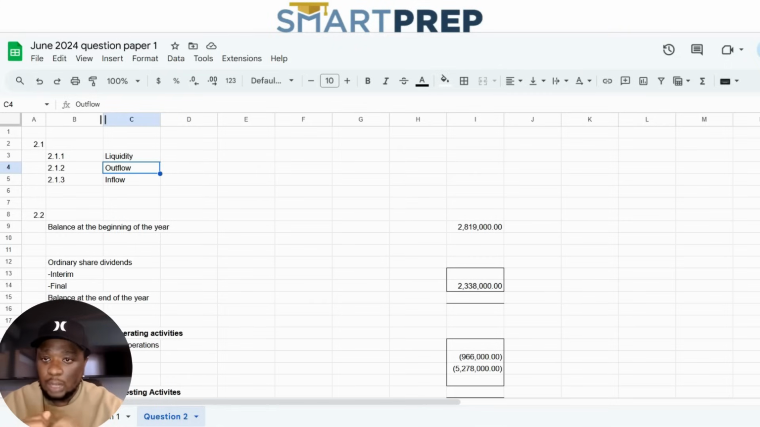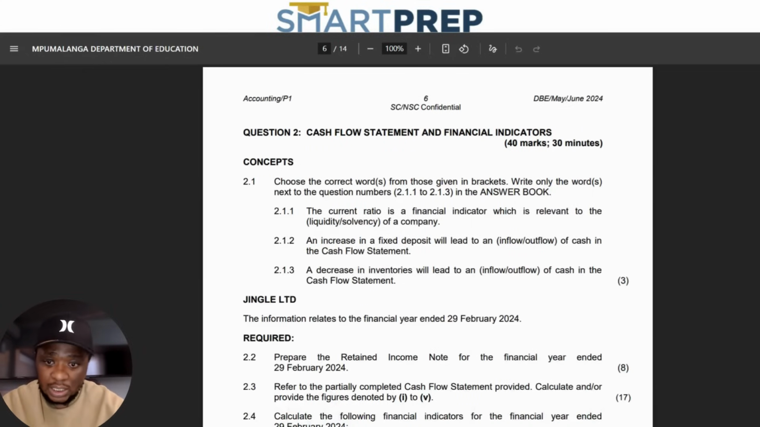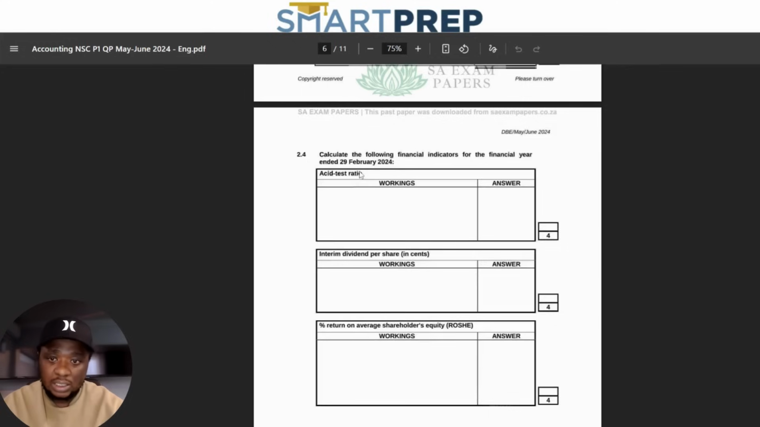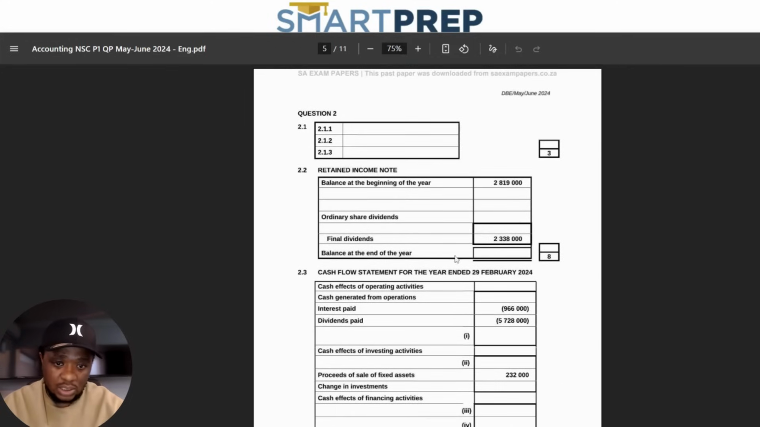All right, cool. Now let's move into the next question. The next question is about Jingle Limited. It says that the information relates to the financial year ended 29 February 2024. The first question is to prepare the retained income note for the financial year ended 29 February 2024. We can see that some of the amounts have already been included. Just scroll up as well. So we're going to need to find some other information to plug into this.